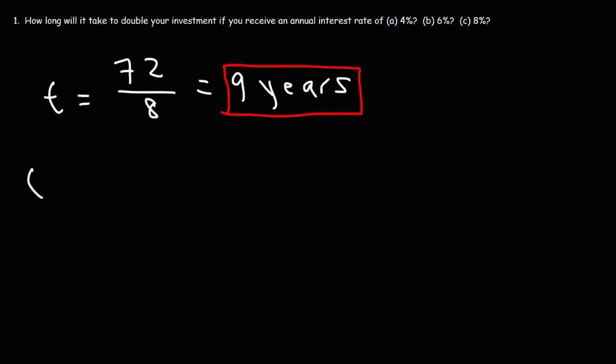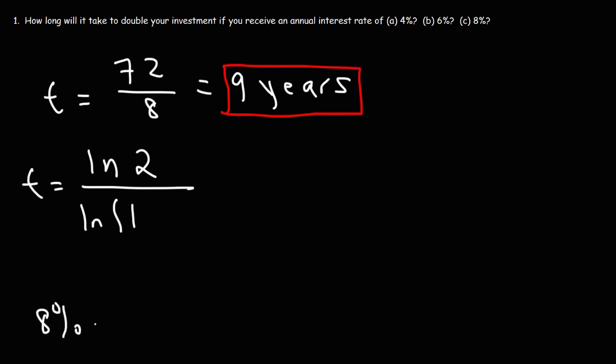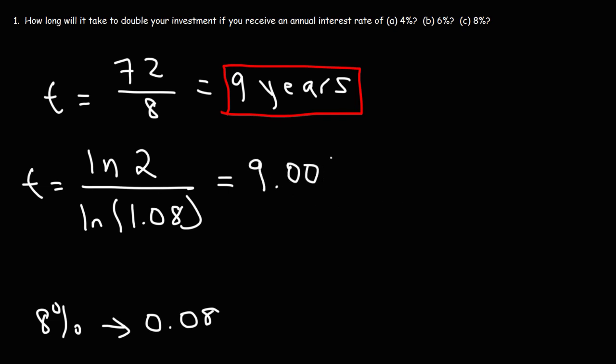Now let's use the other formula. It's going to be ln2 divided by ln 1 plus r. So r is 8%. If you divide it by 100 or move the decimal point 2 units to the left, this is going to be 0.08. So this is 1.08. The exact answer is 9.0065 years, which is essentially 9 years. So the rule of 72 is, for the most part, an accurate way to determine the time it takes for your investment to double.